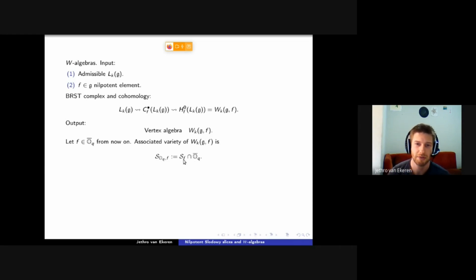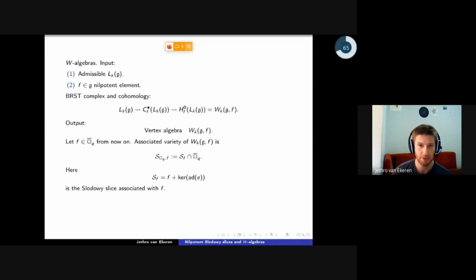is an intersection of two things. So it's the closure of O_q, which depends only on the level that we started with, and this other variety, S_F, that depends only on F. This S_F is what's known as the Slodowy slice. To define it, one embeds F into an SL2 triple, and then S_F is just F plus the kernel of the adjoint of E.